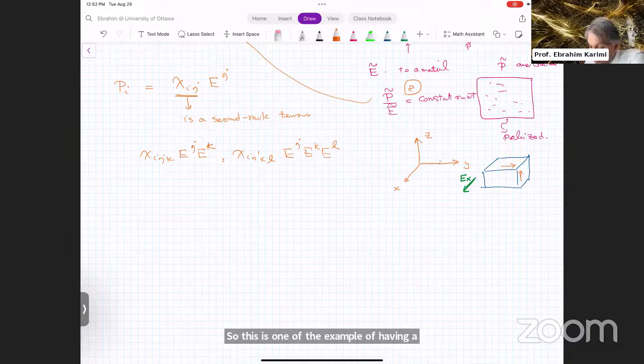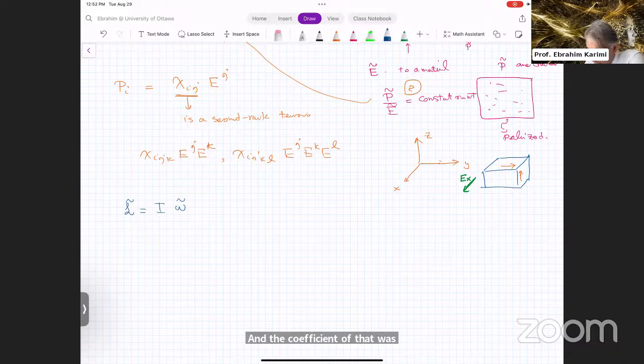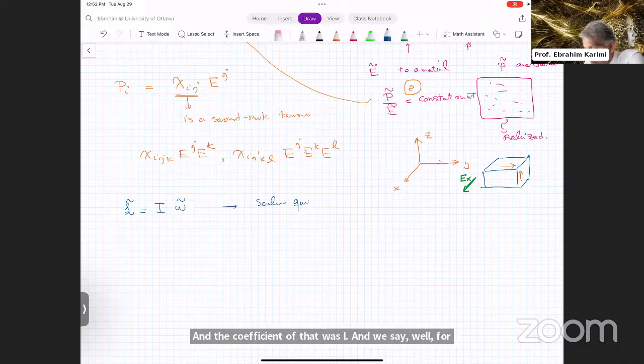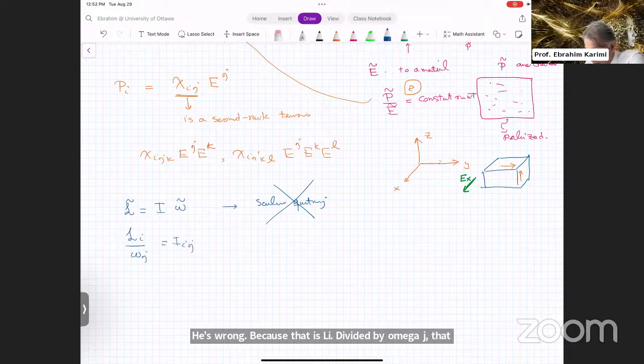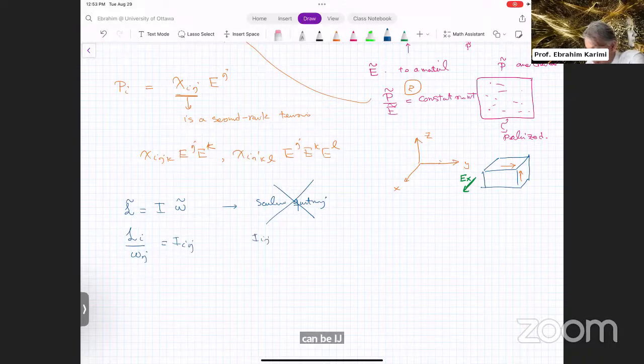So this is one example of having a tensor. The other one: do you remember that the angular momentum was related to the angular frequency, right? And the coefficient of that was I. And we said, for simplicity, I is a scalar quantity. But in general, this is wrong, because that is L_i divided by omega_j. That can be I_ij. So I, indeed, I_ij is a tensor of rank 2.